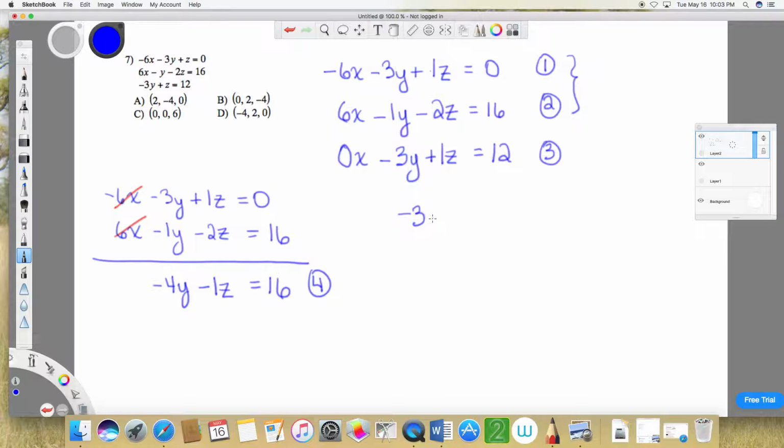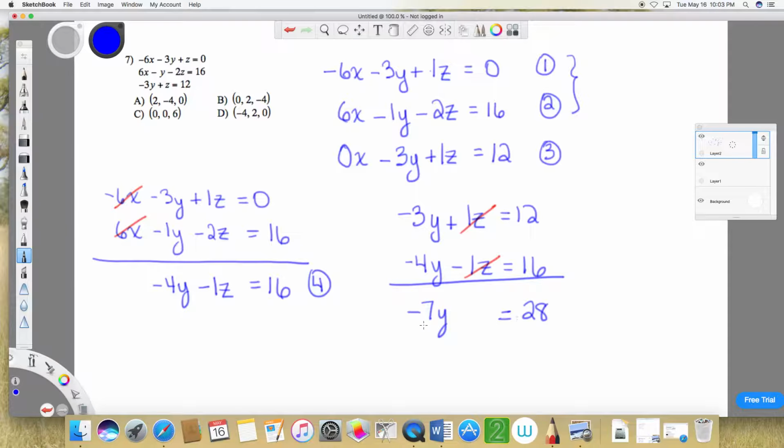So I have negative 3y plus 1z is equal to 12. And that's equation 3. And if I take equation 4, which is negative 4y minus 1z, is equal to 16. If I add these two equations together, the resulting equation is negative 7y. The z's are eliminated. They cancel. And now, this is 28. It's very easy to solve for y. I divide both sides of this equation by negative 7. Let's do it. I divide both sides of this equation by negative 7. And the negative 7 divided by negative 7 is positive 1. And I have that y is equal to negative 4.